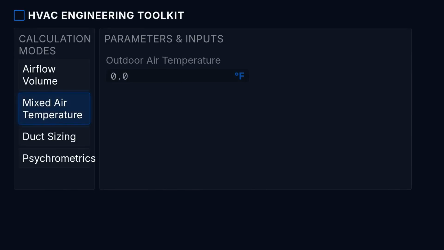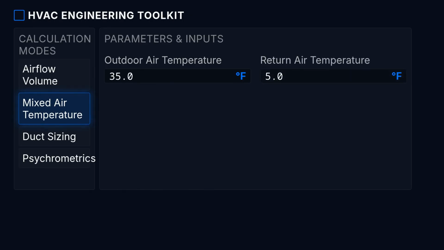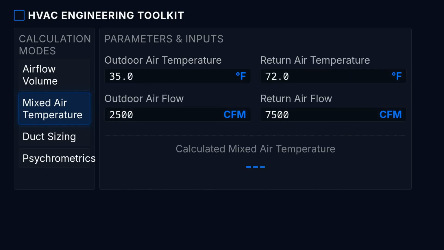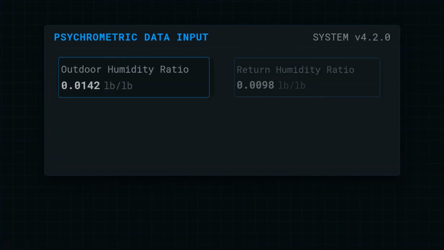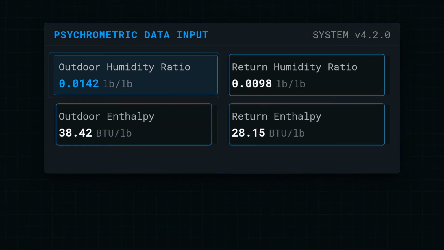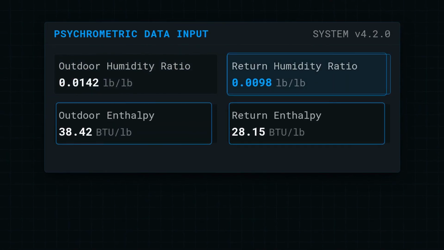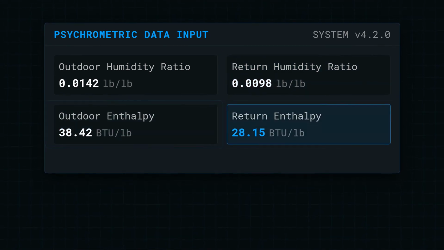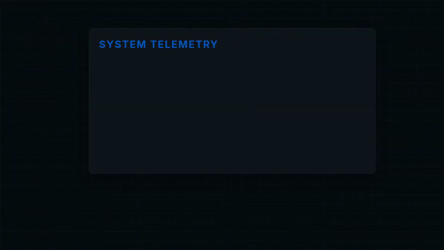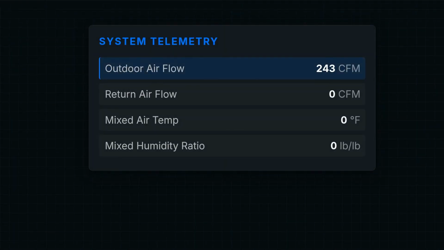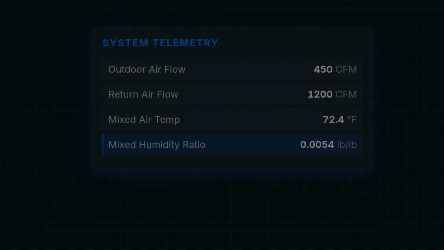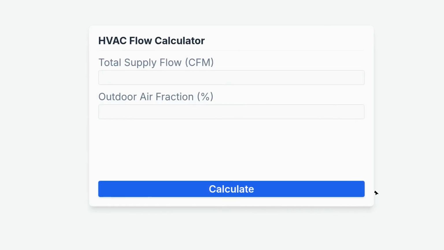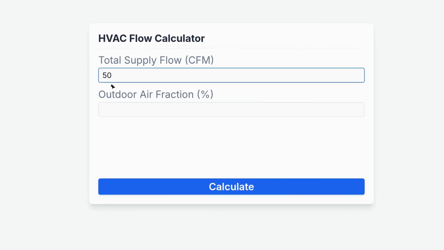The input fields include outdoor air temperature in degrees Fahrenheit, return air temperature in degrees Fahrenheit, outdoor humidity ratio in pounds per pound, return humidity ratio in pounds per pound, outdoor enthalpy in BTU per pound, return enthalpy in BTU per pound, outdoor airflow in CFM, return airflow in CFM, mixed air temperature in degrees Fahrenheit, mixed humidity ratio in pounds per pound, total supply flow in CFM, and outdoor air fraction as a percentage.